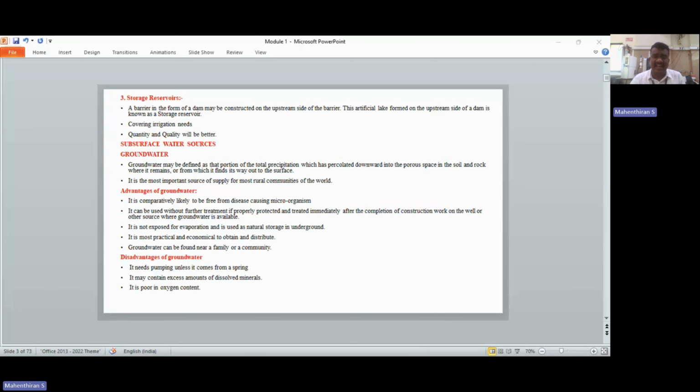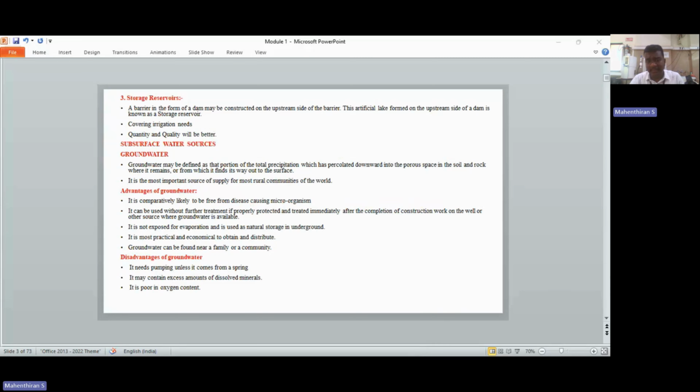Now, let us discuss the advantages of groundwater one by one. It is free from disease causing microorganisms. Groundwater is comparatively safer than surface water because as water percolates through soil layers, natural filtration occurs. Soil acts like a filter and removes many harmful microorganisms. So, groundwater is generally less contaminated.